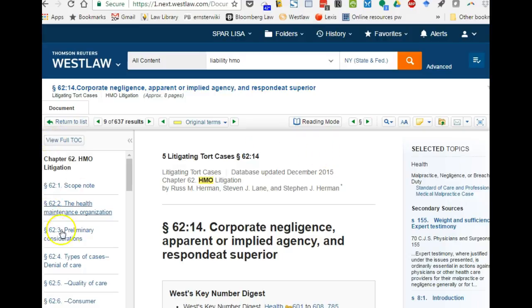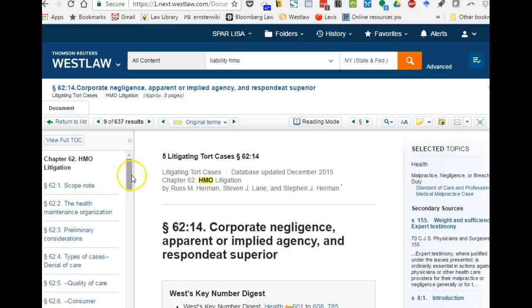So here's our table of contents, and once again, because all we're getting is this random section, right? 62:14, corporate negligence, apparent agency and respondeat superior. Does this have anything to do with us? Well, we might want to read through, but we might also put it in context. So litigating tort cases, okay, that is relevant, but we're actually in Chapter 62, HMO litigation. Without looking at that, and that isn't even that clear up here, at least in my opinion, but looking over here at the table of contents, I realized, okay, that is relevant to what I care about.